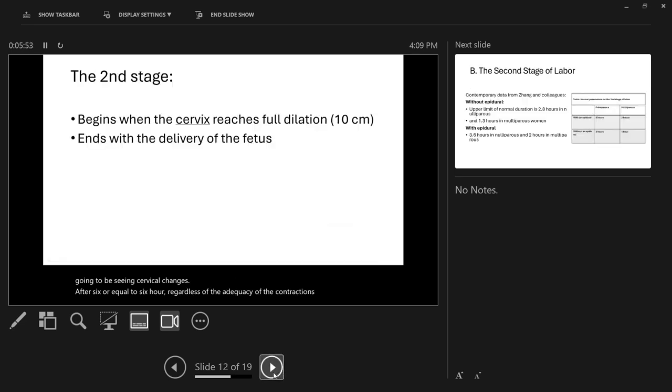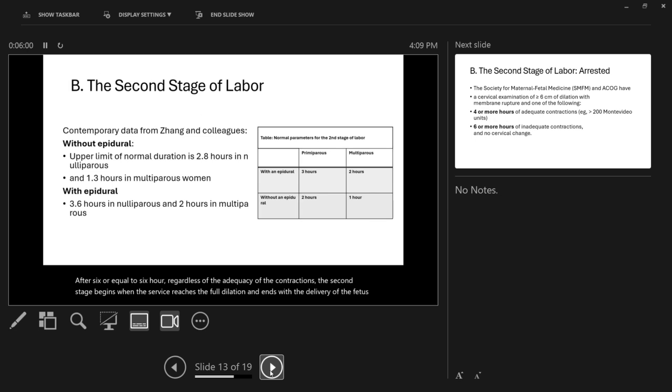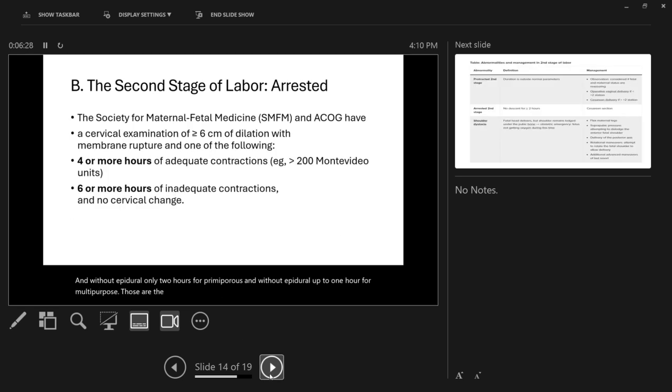The second stage begins when the cervix reaches full dilation and ends with the delivery of the fetus. The second stage of labor, we're going to summarize in the table: with an epidural, for nulliparous up to 3 hours, for multiparous with epidural anesthesia up to 2 hours, and without epidural only 2 hours for nulliparous, and without epidural up to 1 hour for multiparous. Those are the normal numbers.